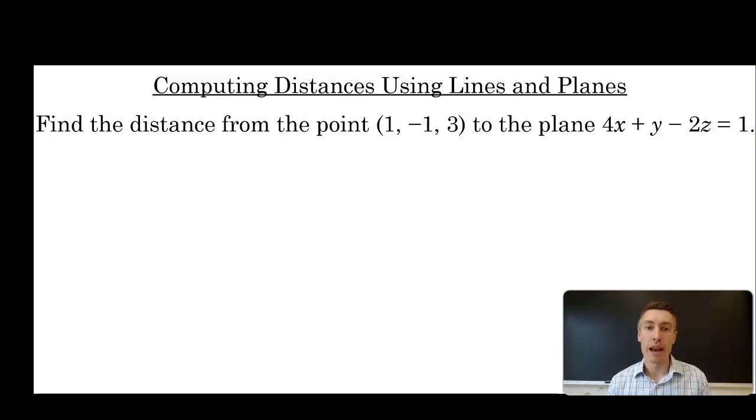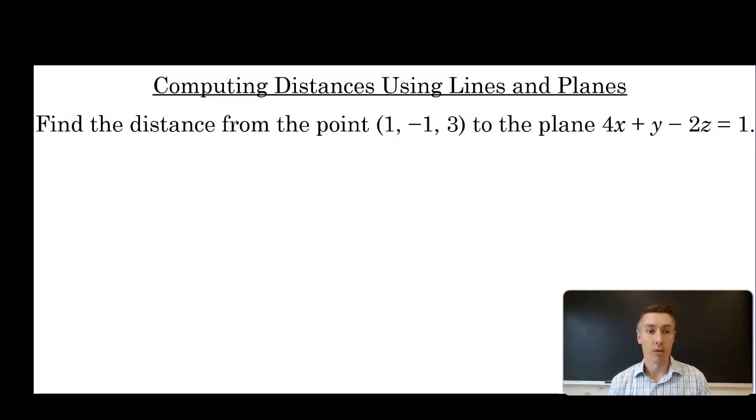In this video, we will learn how to compute the distance using lines and planes. A few ideas that we've covered so far are going to come together in these problems, and that's the idea of distance, as well as points, lines, and planes. Each problem will present us with different information, and we have to figure out how to put it together to find the distance they are asking for.